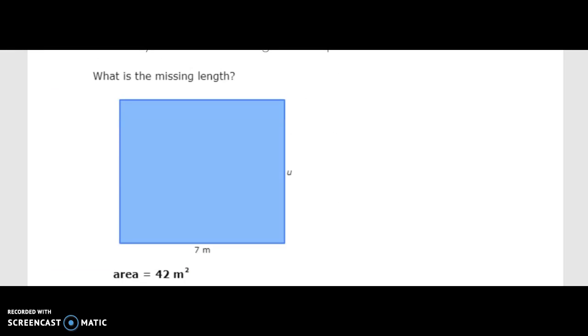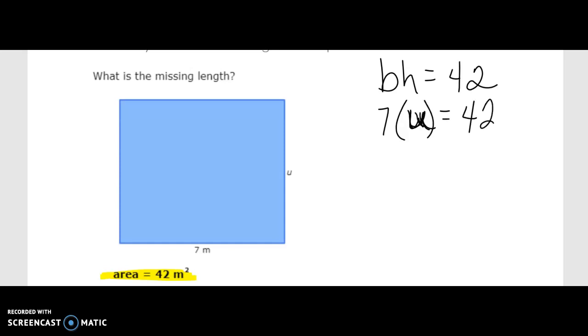On this one, it gives us a picture, and it tells us that the area is 42. So again, it's telling you the answer. So if we did base times height and we got 42, and the base is 7, and we want to know what u was, we would divide 42 by 7 and get 6 meters.